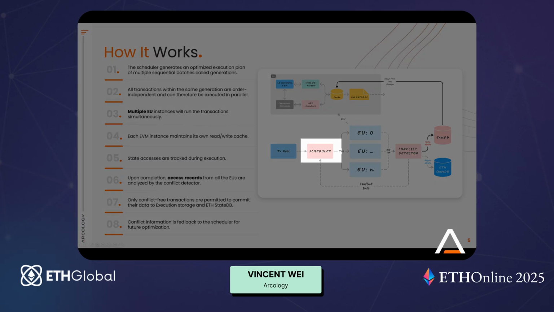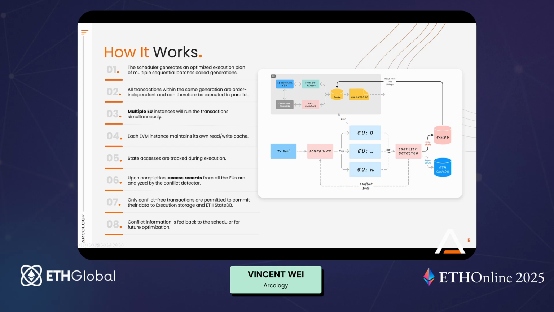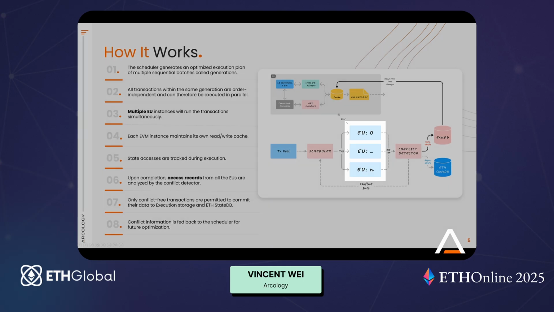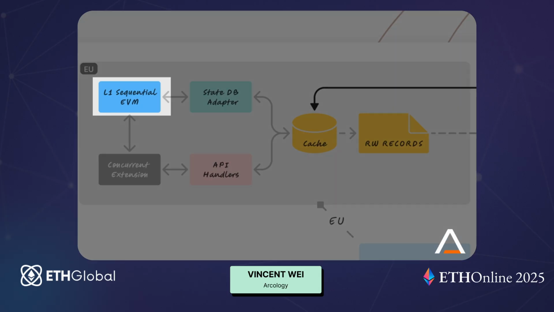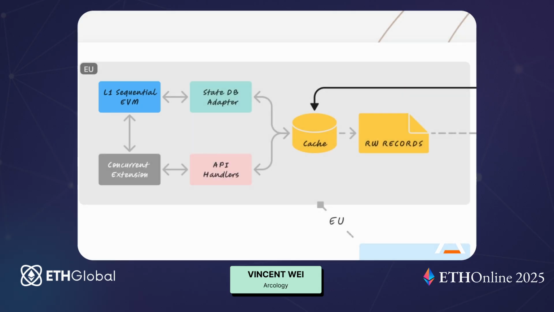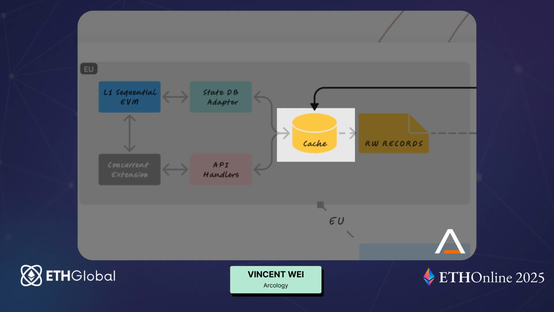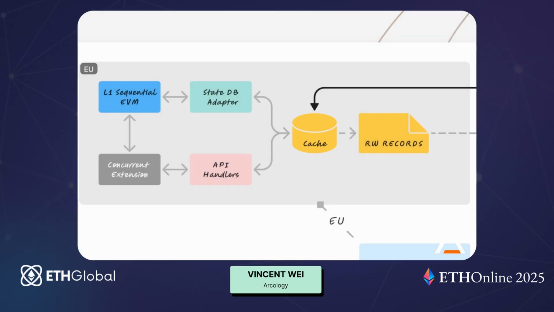First, there's the scheduler. It organizes incoming transactions and dispatches them to different execution units. Next, we have the execution units, or EUs. Each EU runs a standard EVM, plus extra modules for concurrency. Inside, there's a write cache that holds all state updates during execution. Since the EVM relies on the StateDB interface to access data, we built a StateDB adapter that redirects all reads and writes into the local cache. That way, each EU works on its own copy during execution.